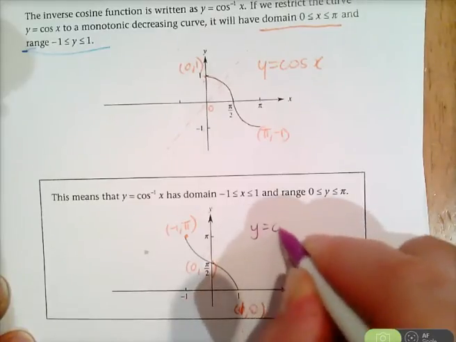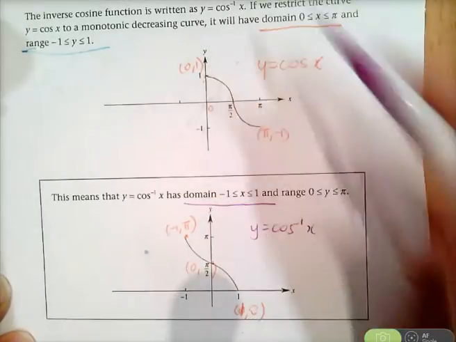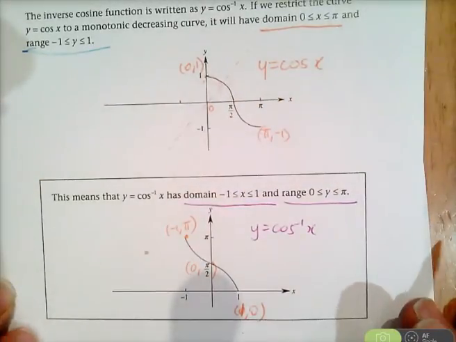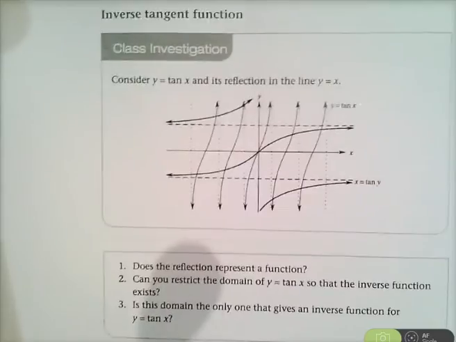So just make sure you write your notes here, your inverse cos curve, what the domain is, which happens to be the range of the other one, and the range is the domain of the original function, okay? So make sure you write all this out. Next one we're going to look at is the inverse tangent function.